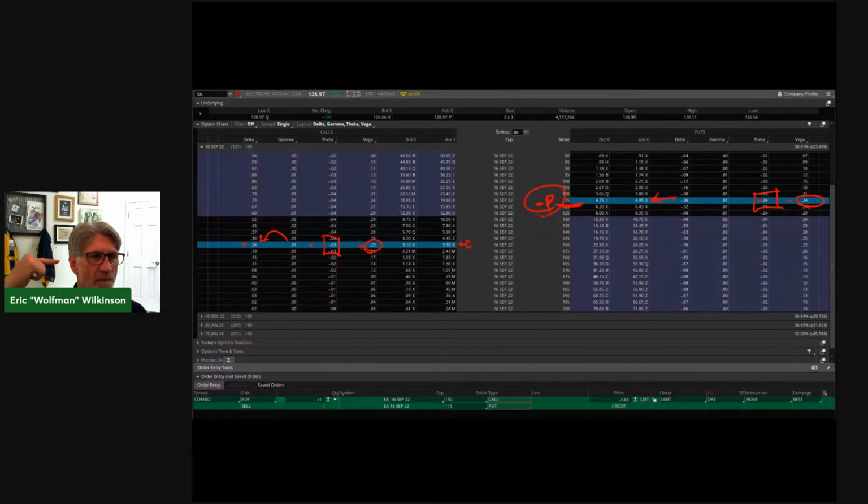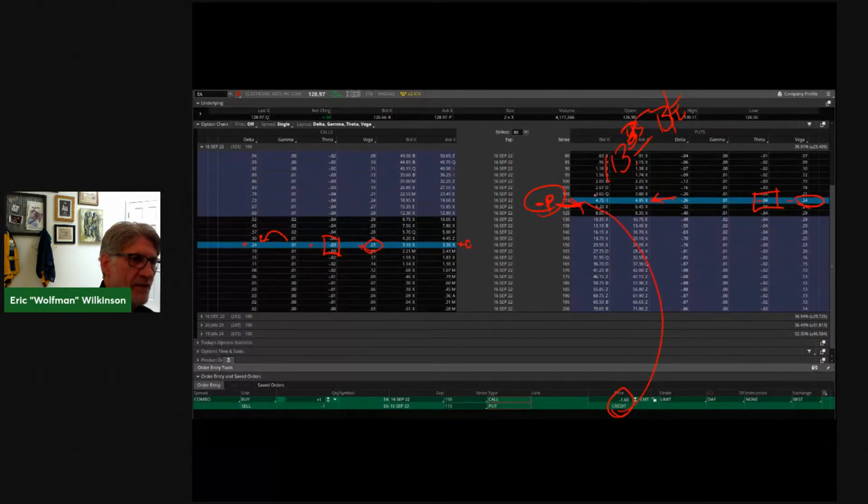So you get that 115 put is my break even minus the $1.65. To the downside, my break even is 113.35. So that's my break even. Anytime you get a credit, you get the break even.